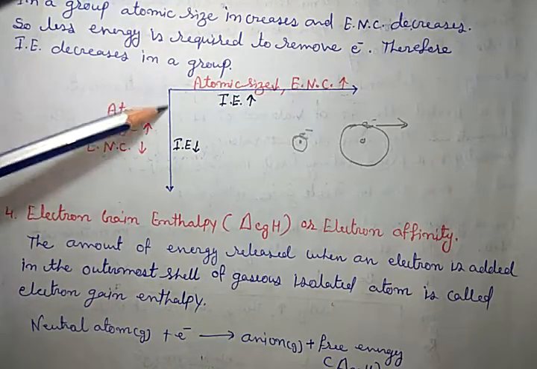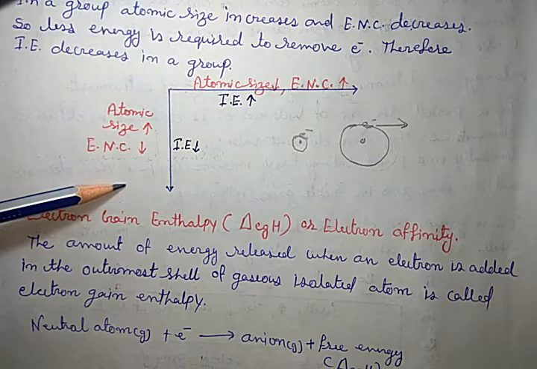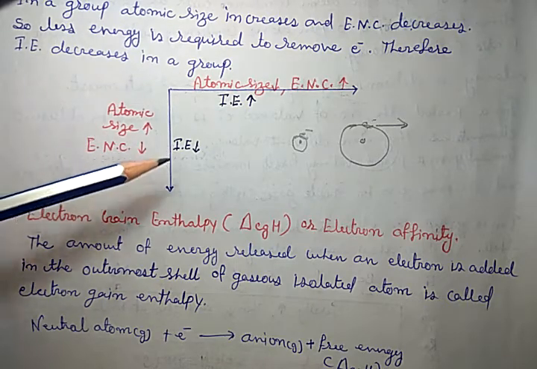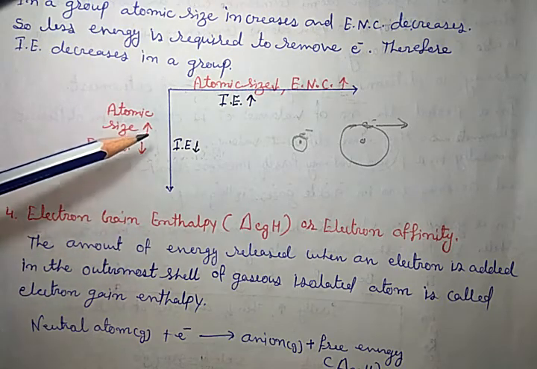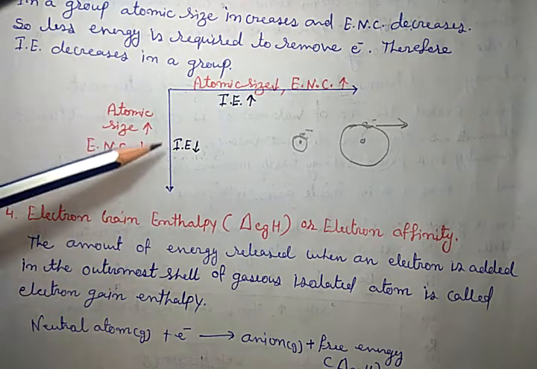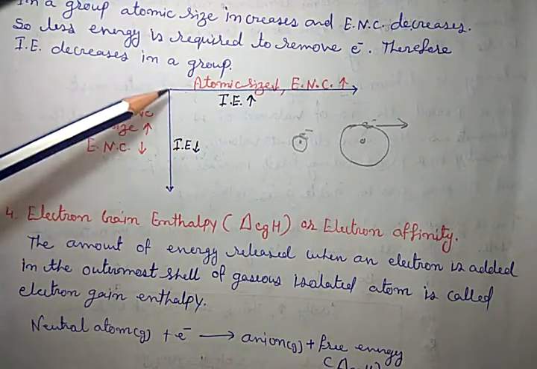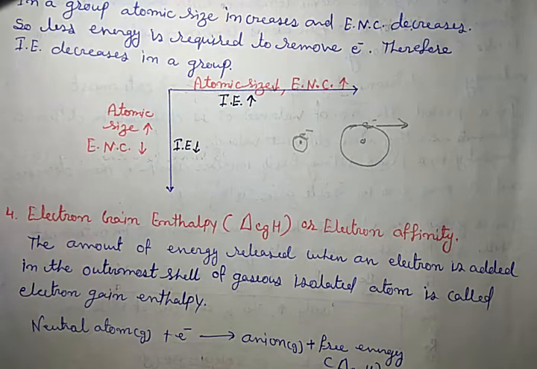When we move down a group, the atomic size increases and effective nuclear charge decreases. Hence the outermost shell's electron will feel less attraction force, so we require less energy to remove them. That means the value of IE, ionization enthalpy, decreases in a group. Got it? Clear?